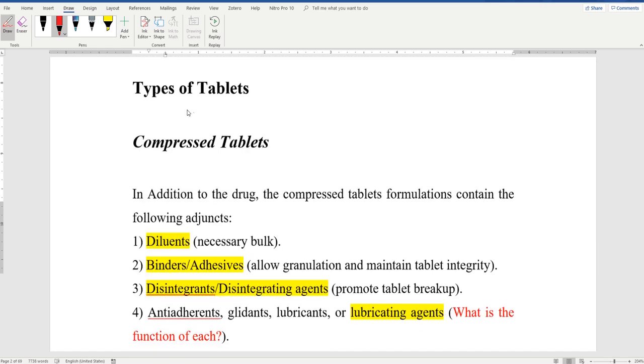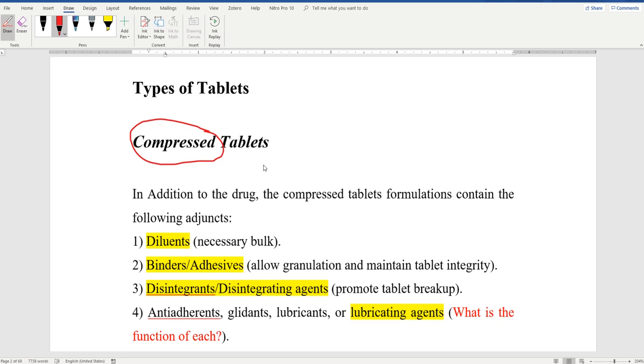Okay, we will talk about the types of tablets, and here we will talk about the compressed. Why? There is another type of tablets, which is molded tablets. But because most tablets are produced by compression, that's why we will focus on these types of tablets.